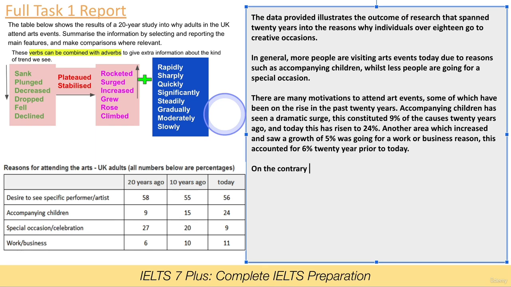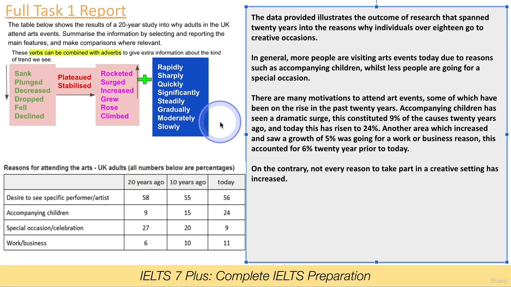I like this phrase, on the contrary. Not every reason to take part in, we don't want to say arts events, maybe in a creative setting, has increased. So in other words, they have decreased. Let's think about the most striking decrease, which was to attend because it's a special occasion or celebration.